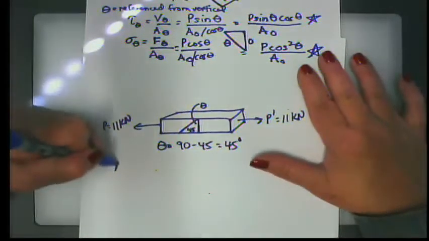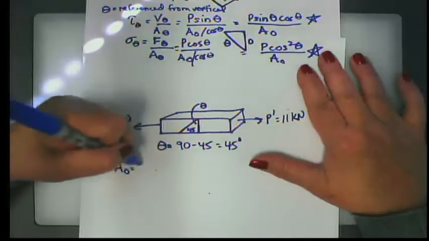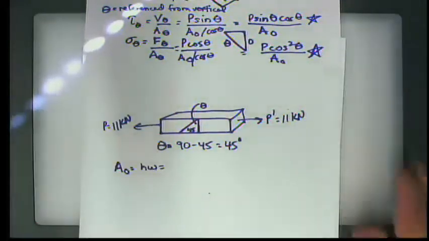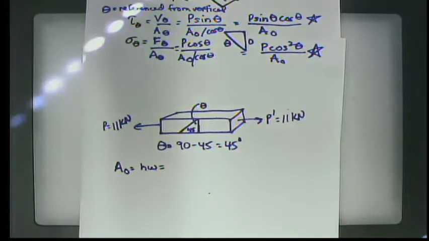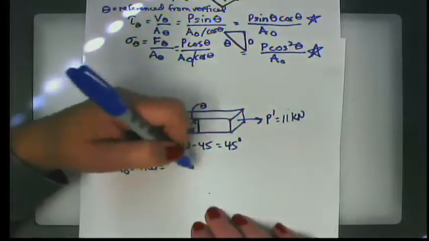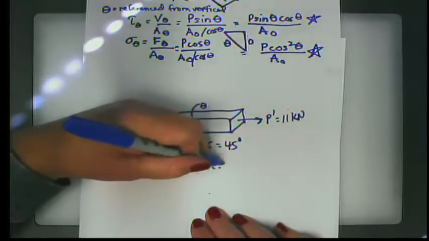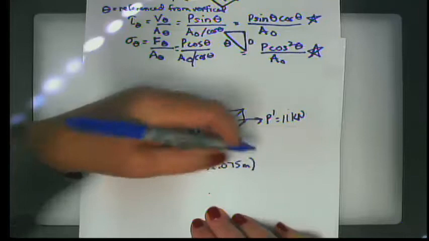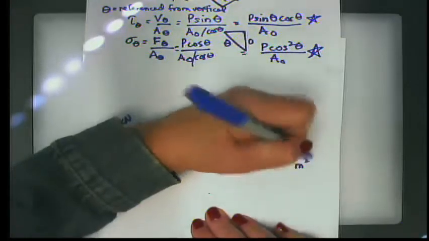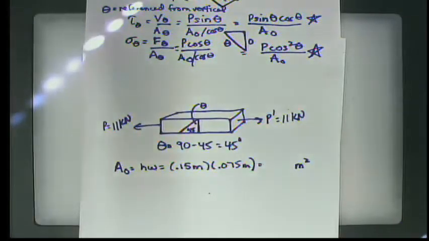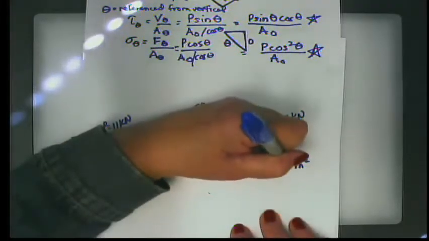Okay, so my area, my A sub 0, is just the height times the width because it's a rectangle, which is 150 millimeters times 75 millimeters. I'm going to change that into meters, 0.15 meters times 0.075 meters, because that will come out in something per meter squared, which is a unit of a Pascal or some multiple of a Pascal. So if I take 0.15 and multiply that by 0.075, I get a value of 0.01125 meters squared.